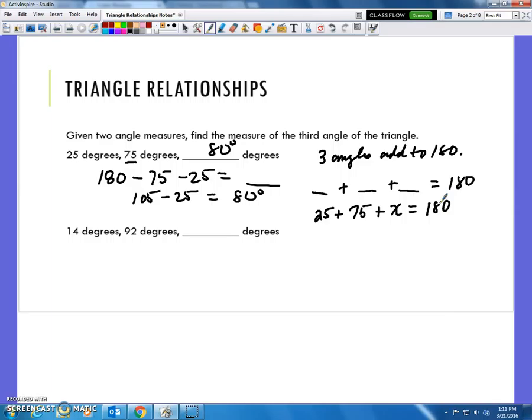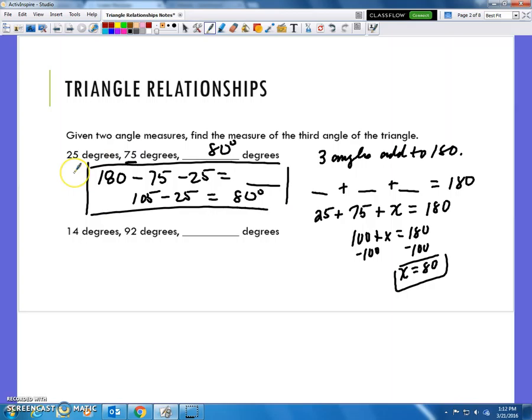And so now what I'm doing is I'm incorporating algebra with my geometry. So we're going to say 100 plus x equals 180. And so I know that x must equal 80. So 80 degrees. All right. It's good to think about it this way to make sure your answer makes sense, but today we're using algebra to figure out our missing angles.